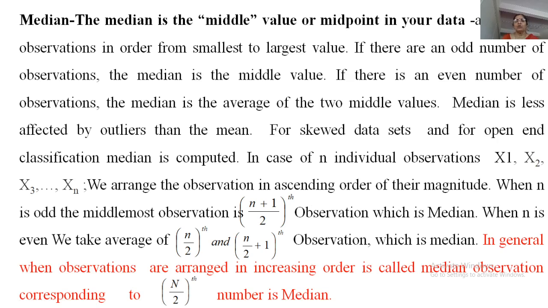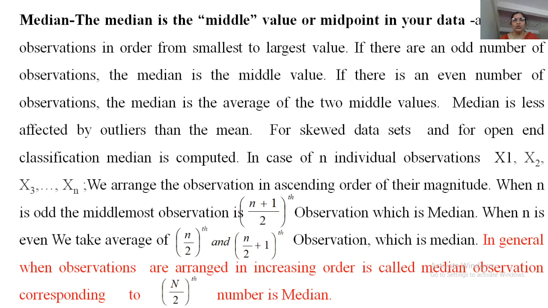we have two middlemost observations. For example, if n is equal to, say, 12, which is even, then the 6th and 7th observations are my middlemost observations. So 5 observations are less than the 6th and 7th observations, and 5 observations are more than the 7th observation. So in this case we don't have a single middlemost value.